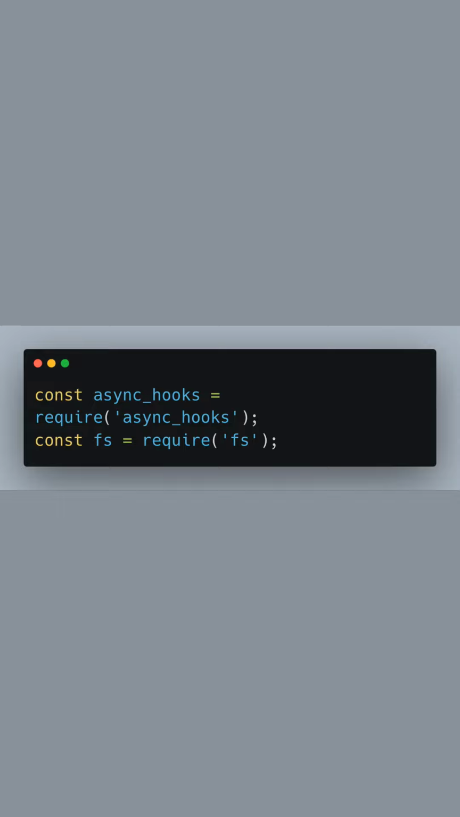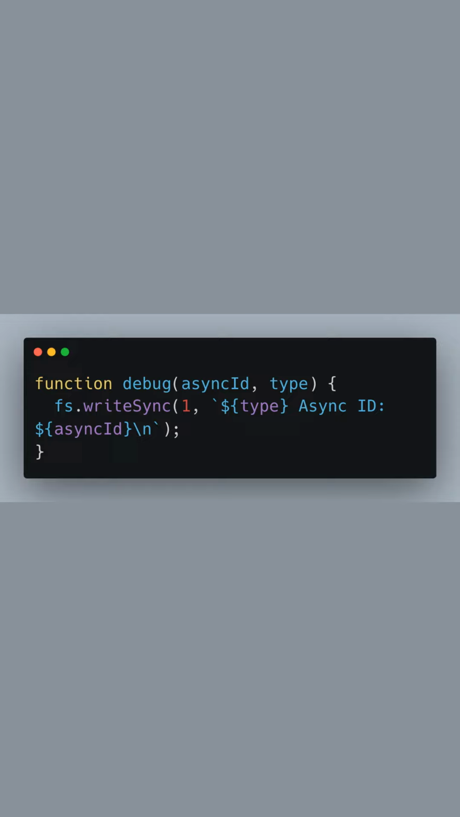Let's start by requiring the necessary modules. We need async_hooks for tracking the asynchronous operations, and fs, or file system, for writing to the log. We define a debug function that writes the event type and the asynchronous ID to standard output, allowing us to monitor when each event occurs.